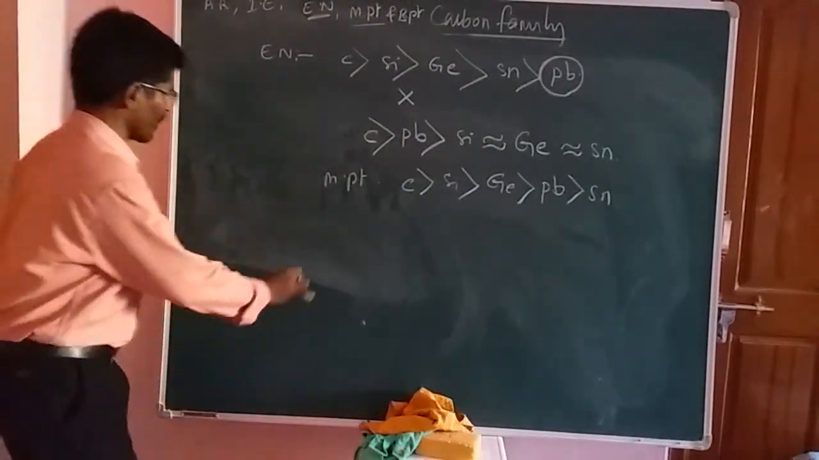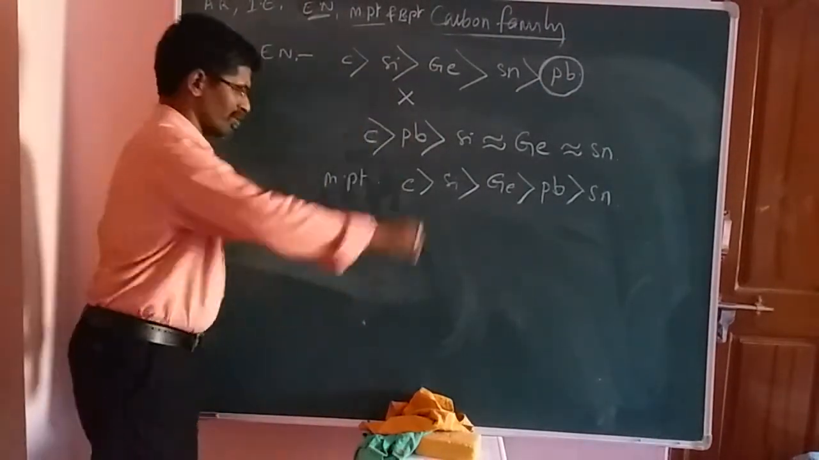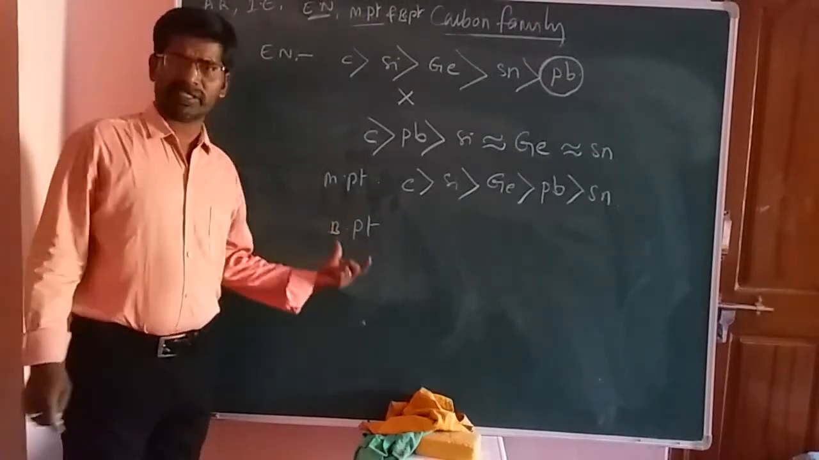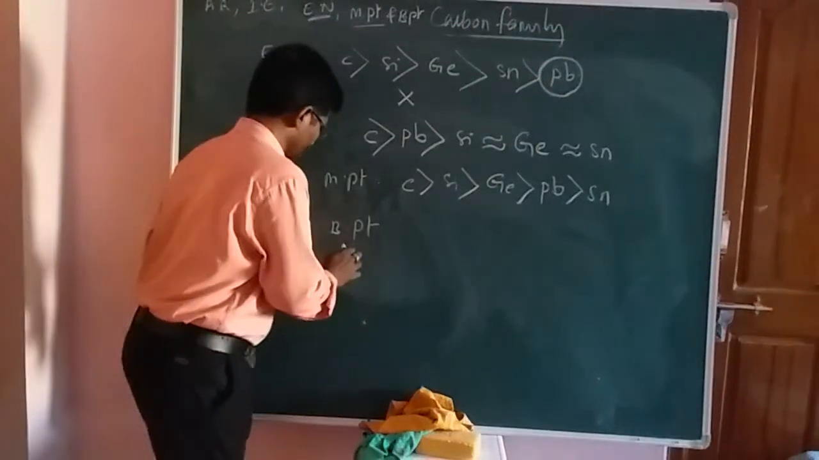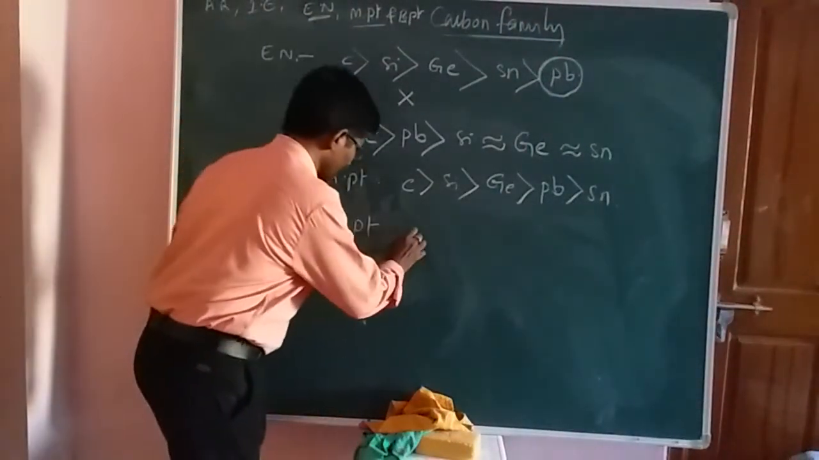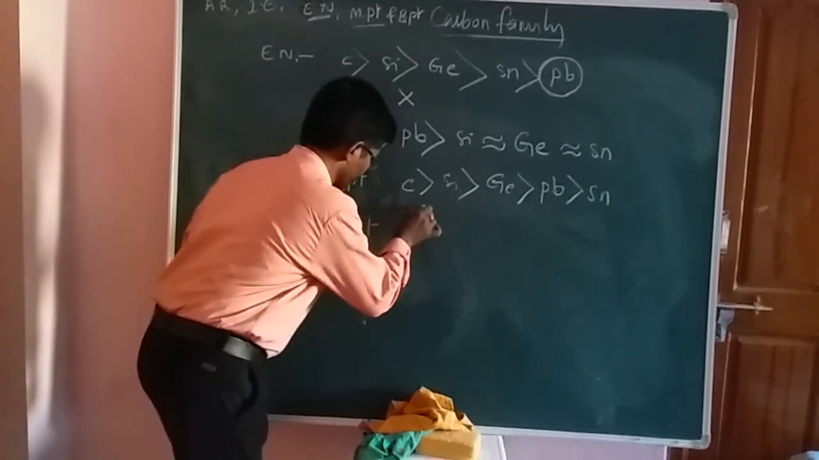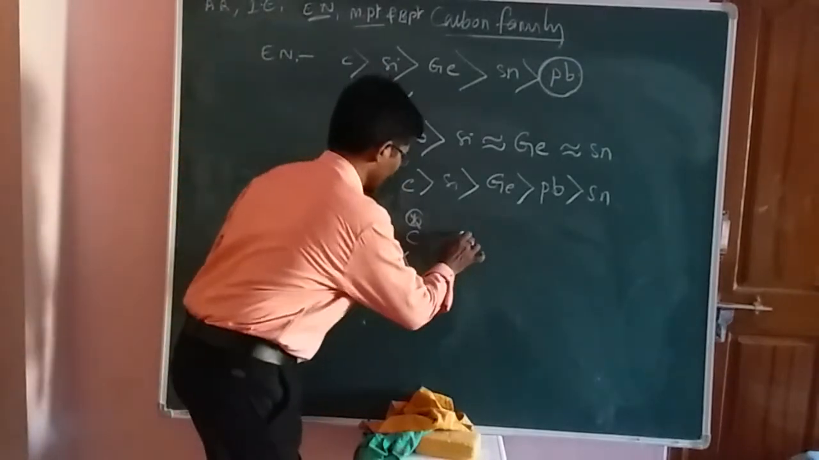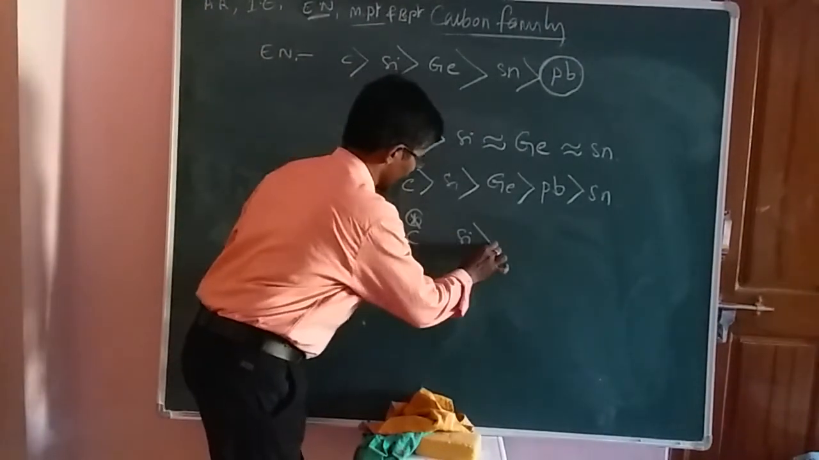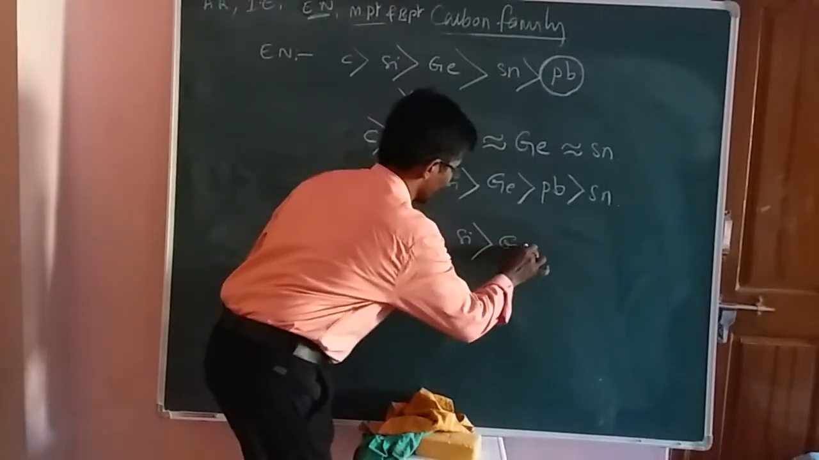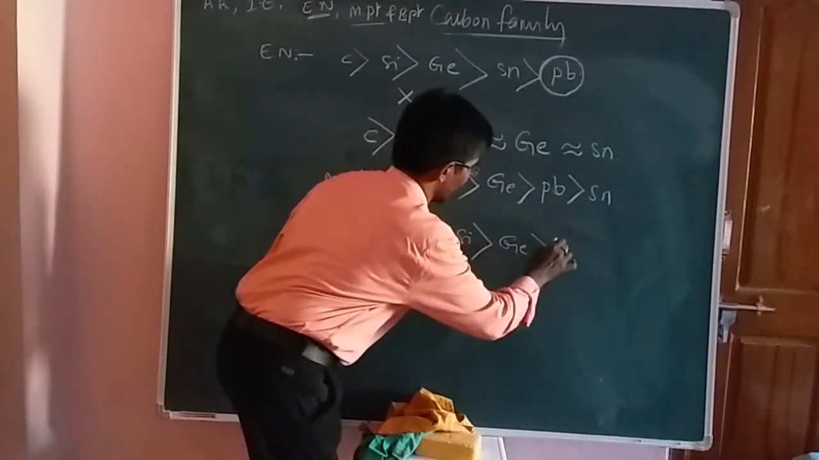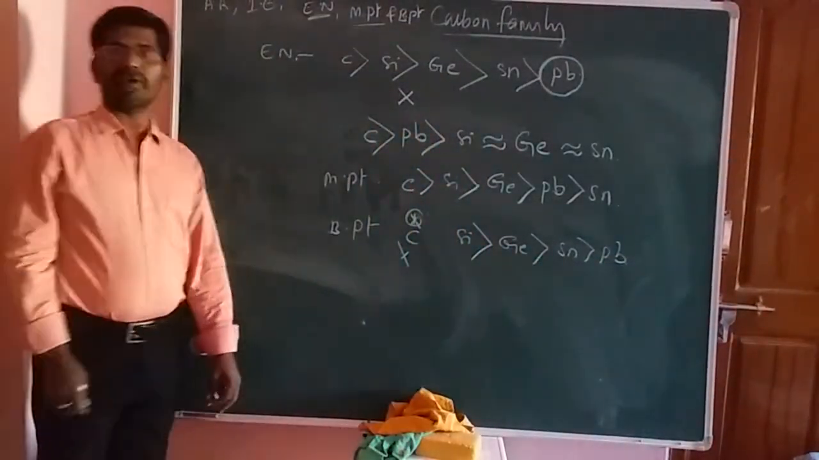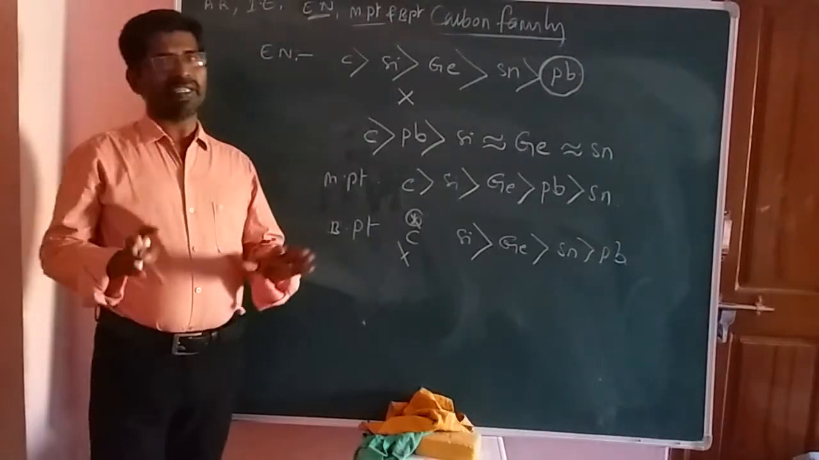And the last general property of this one is, sorry, it is not melting point, it's the boiling point. For the boiling point of fourth group elements, carbon does not show any such property. Carbon does not show boiling property. Now the next element is silicon. So silicon is greater than germanium, which is greater than tin, which is greater than lead. Now these are the boiling points of those elements. Are you clear, friends?